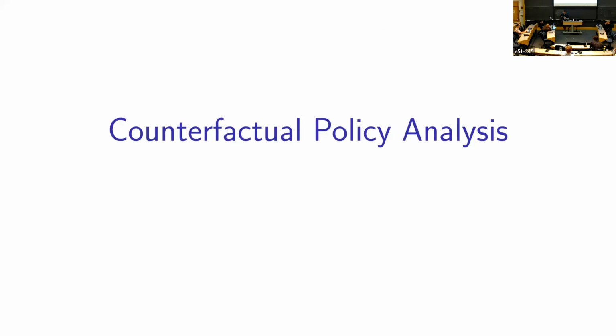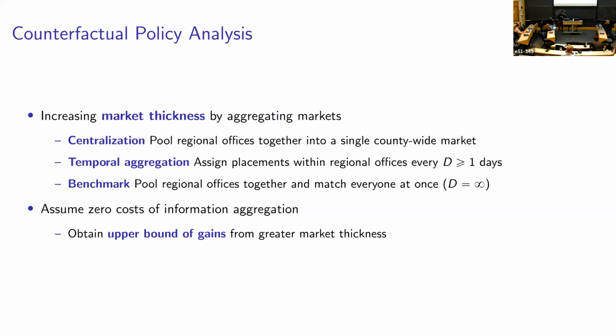Okay, so in terms of the counterfactuals, I'm going to look at increasing market thickness. I'm going to say, okay, what if these markets were larger? They would be able to pool more children and more foster homes. And look at this dimension. So one is centralizing the regions. And then it's temporal aggregation. So what would happen if they matched kids every 2 days, every 3 days, every 5 days?